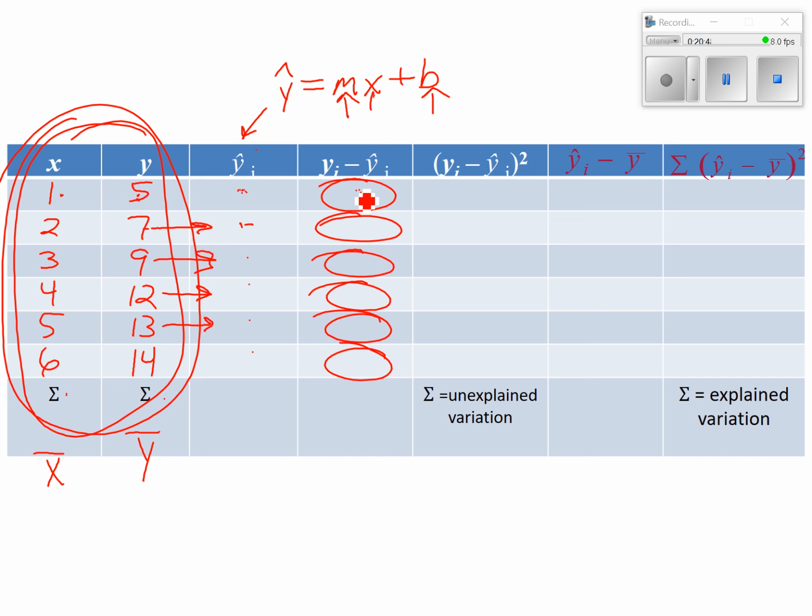Then you're going to take each of these answers and you're going to square it, and that's going to give you this answer for each one. And once we square all those, we're going to add them all up. And that's our unexplained variation. And we need that unexplained variation to be able to calculate the standard error.